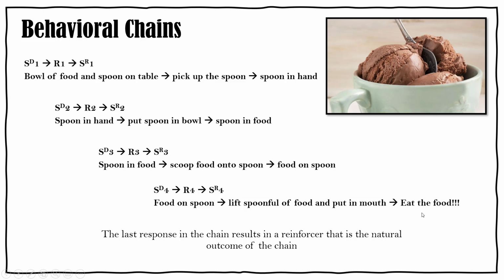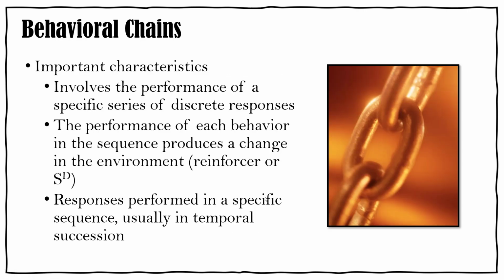And so typically this last response in the chain is a natural outcome of the chain. So putting the food in the mouth, the reinforcer for that is the natural outcome, getting to eat the food, getting to eat the ice cream. And so you guys can see this is broken down in lots of detail. So the bowl, the spoon, and the food on the table is broken down into picking up the spoon, putting the spoon in the bowl, scooping the food onto the spoon, and lifting the spoon and putting the food in the mouth. And these breakdowns of the different components within the skill is what we call a task analysis. And I'm going to talk about that in a second.